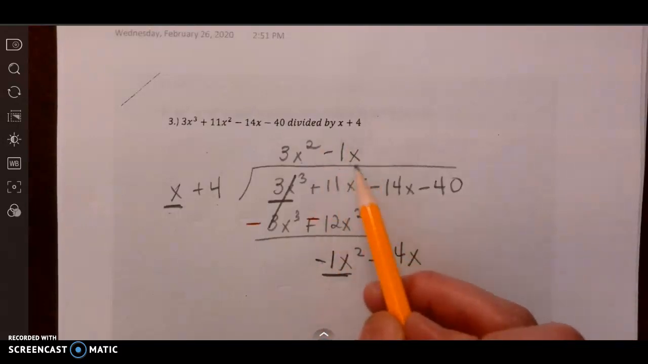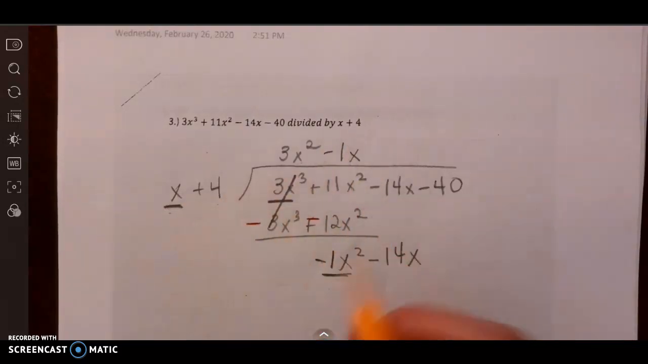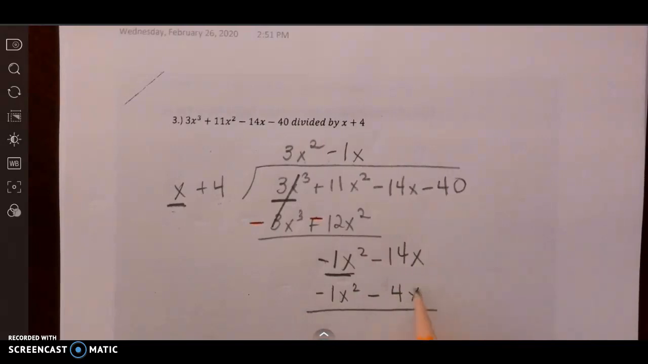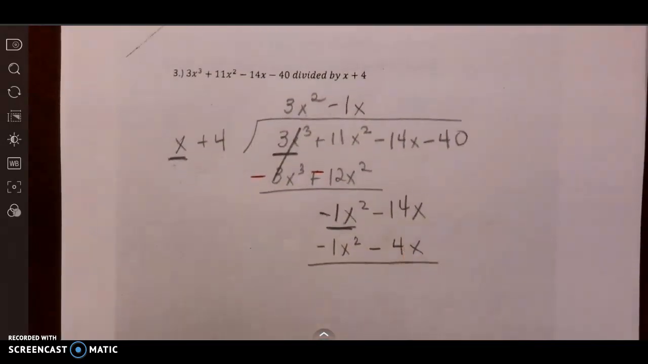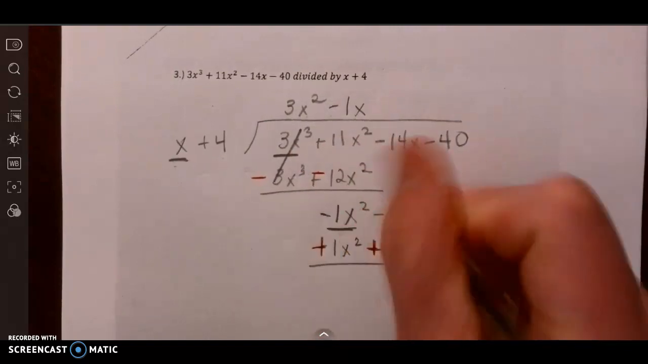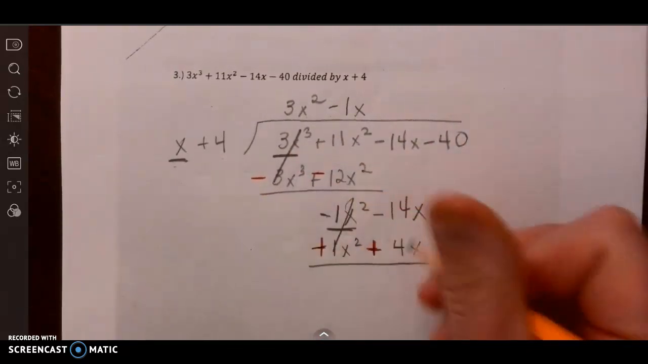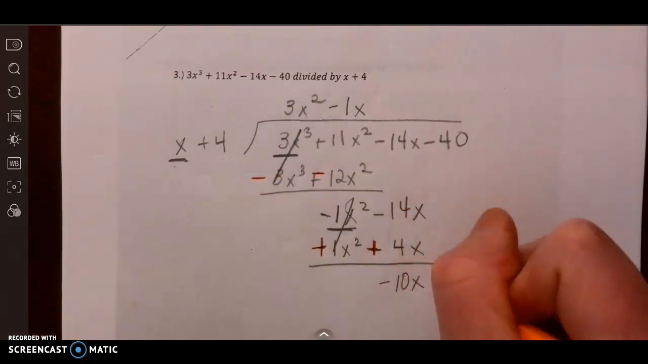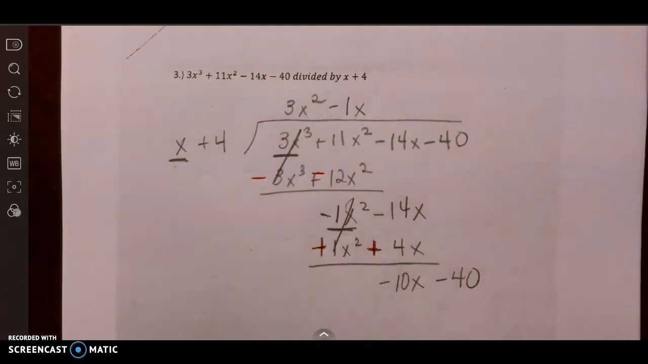Now I'm going to take that negative 1x and multiply it by everything here. I get negative 1x squared minus 4x. I'm subtracting all of this, therefore I'm going to change the signs so that I can simply add. And I get negative 10x minus 40.